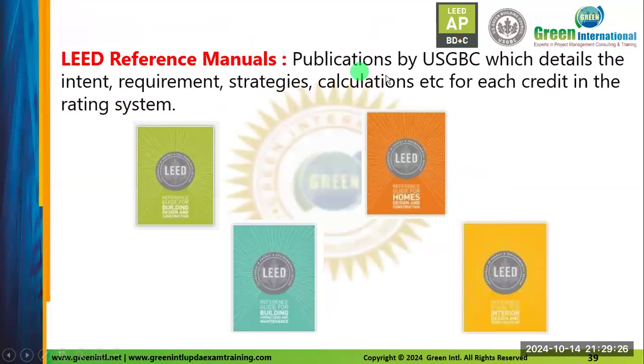These are the LEED reference manuals, the publications by the United States Green Building Council, which detail the intent, requirements, and so on. As you see, there are LEED BD+C, LEED for Homes, LEED for O+M, and LEED for Interior Design. All these are LEED systems.